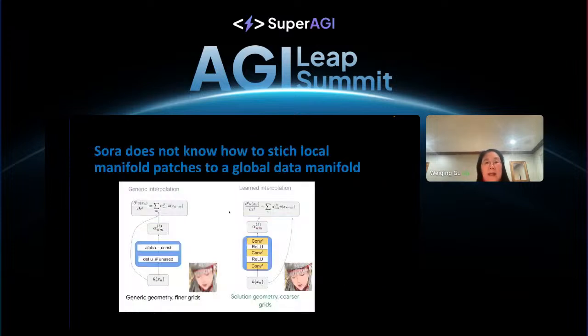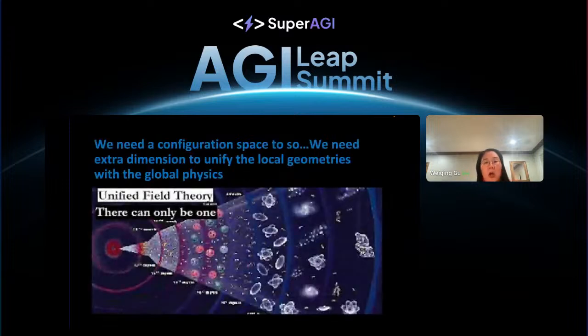So basically, current SORA does not know how to stitch local manifold patches into a global data manifold and obey the physics. So we need geometric unified learning. At the beginning, when I was looking at SORA, and OpenAI's mathematical background, I realized that if they don't use a big configuration space, embedding dynamics, kinematics, or physics into it, you will have troubles like this one.